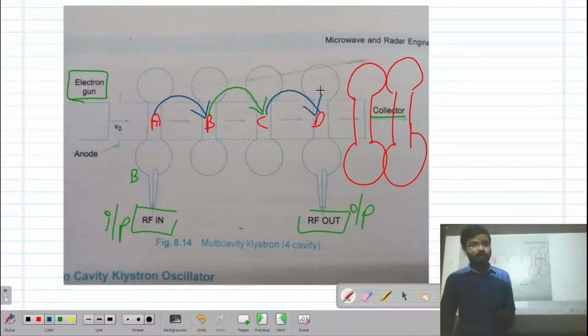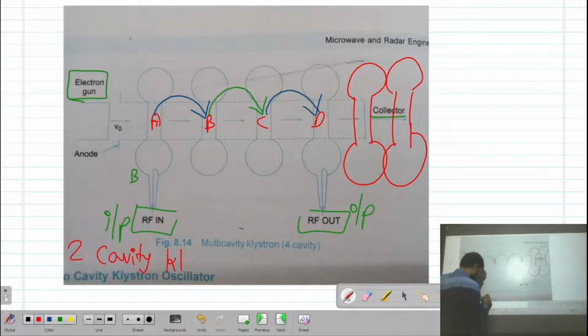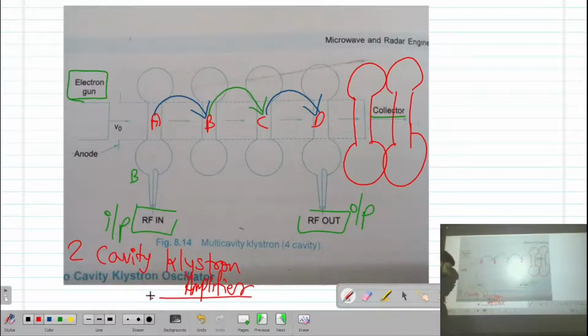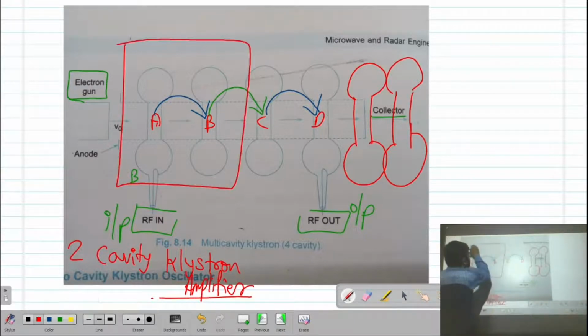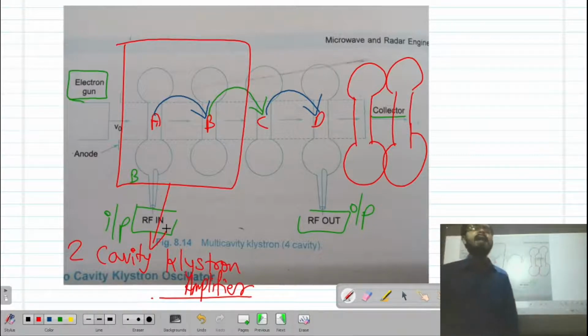The rest of the operation can be understood with respect to the two cavity klystron amplifier. The operating principle can be understood with the two cavity klystron amplifier, that is, it will only have these two cavities. The rest two will not be there. That is what we discussed in lecture number 10. This is for the 4 cavity klystron.